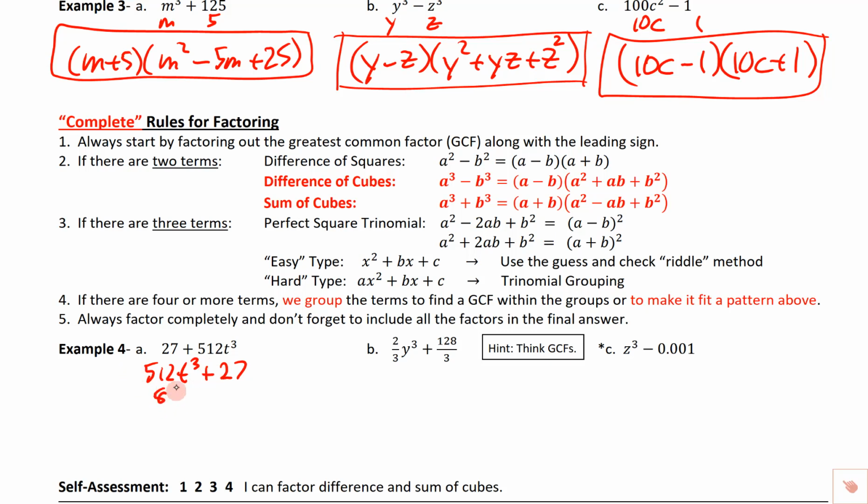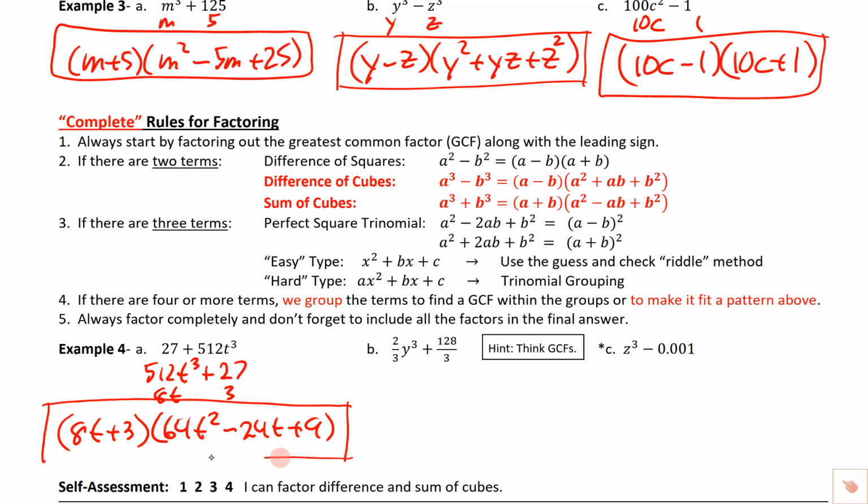This is a perfect cube of 8t. This is a perfect cube of 3. So this is going to be 8t, and it's a sum, so I'm going to put that operation in the middle of the first one, so 8t plus 3. And then it's going to be the first one squared, 64t squared. Multiply the two of them together. And remember, if you didn't have a negative in the first one, you have to have a negative in the middle of the second one. So this is going to be 24t, and then we end with a perfect square of that last one. So this is the answer on that.